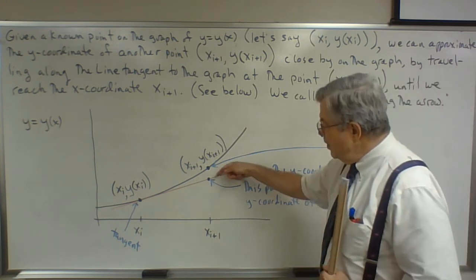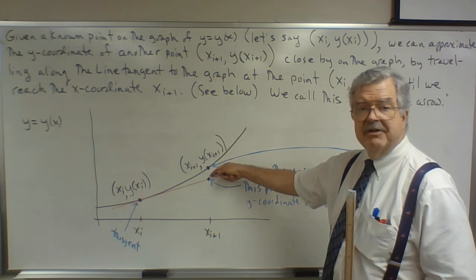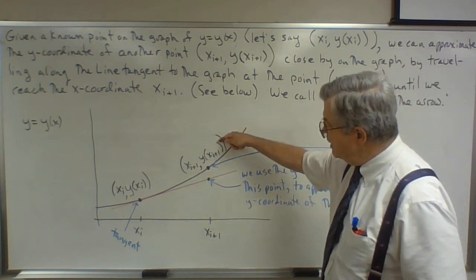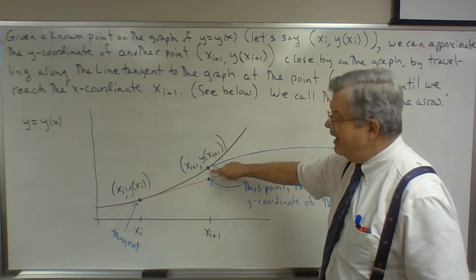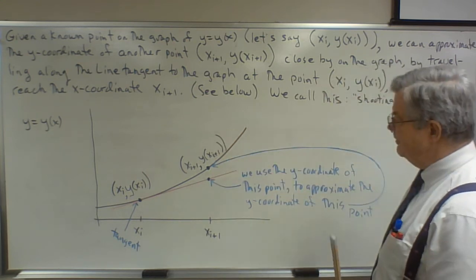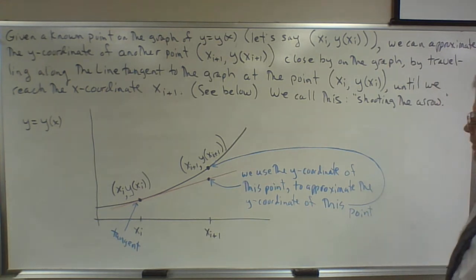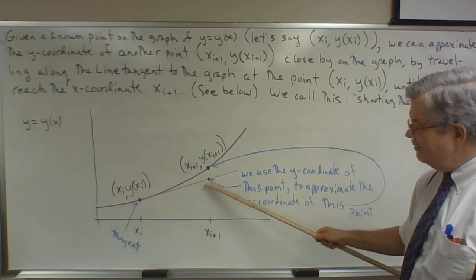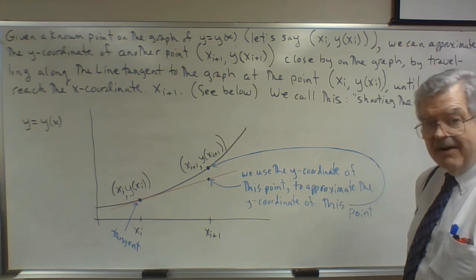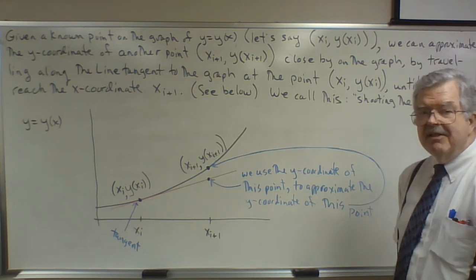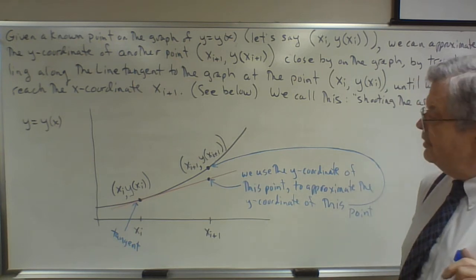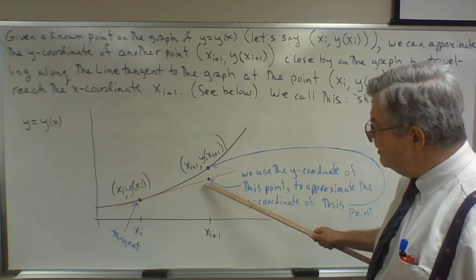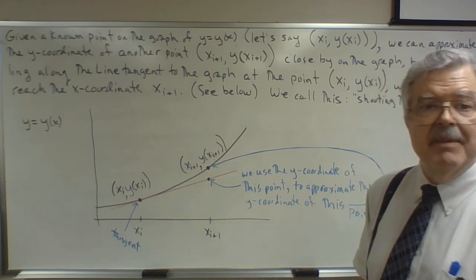And the y coordinate of this point on the tangent is going to be our approximation to the y coordinate on the graph of y equals y of x. And can we find this point? Can we find the y coordinate at this point? Apparently we can. That's our scheme. That's what we're up to. How we're going to find the y coordinate of this point on the tangent line is coming up next.